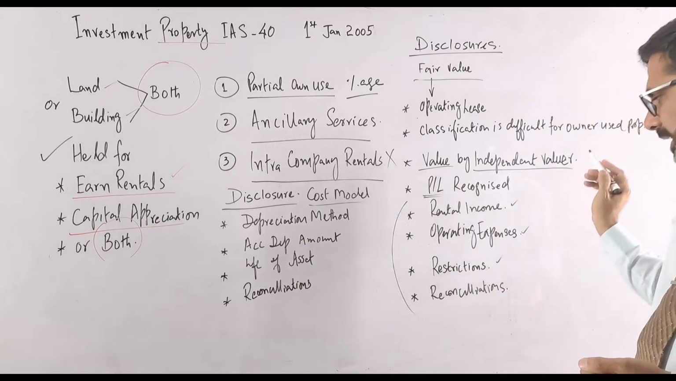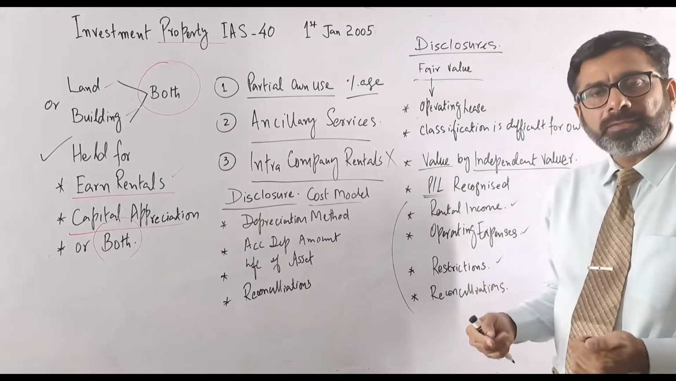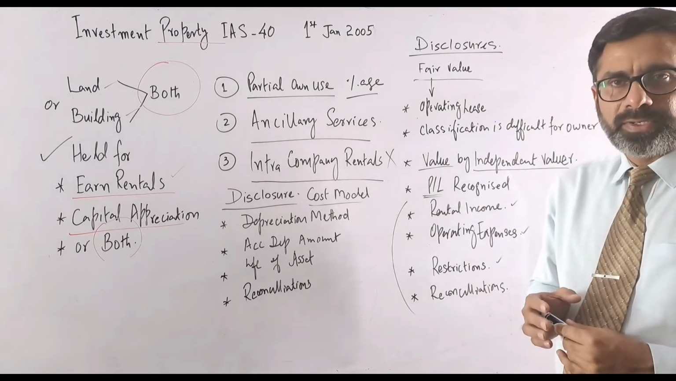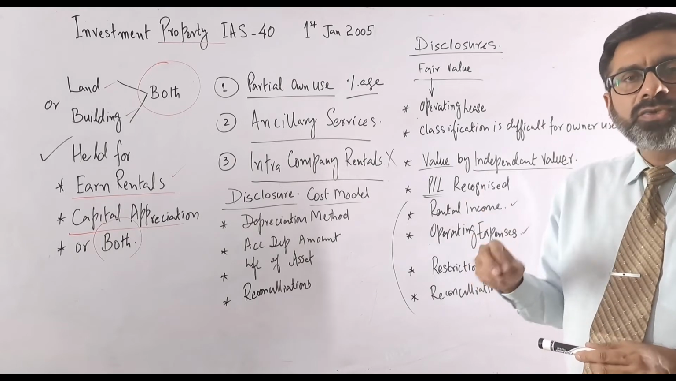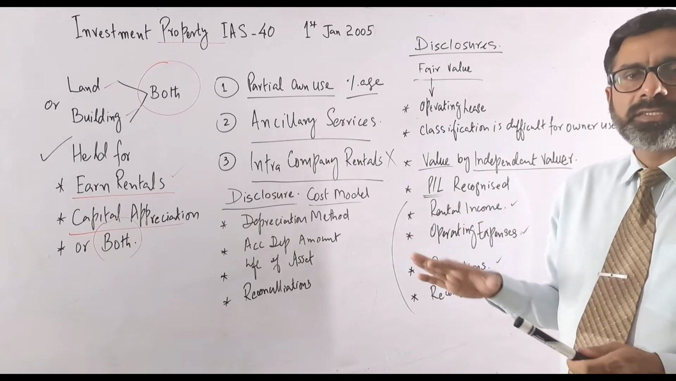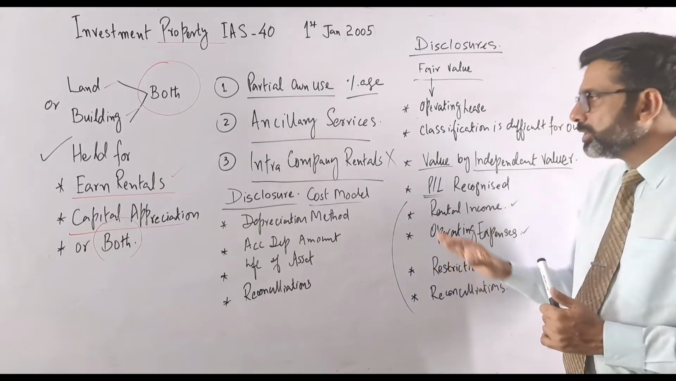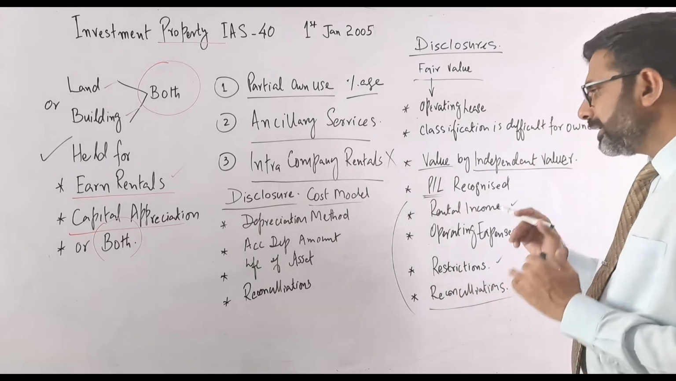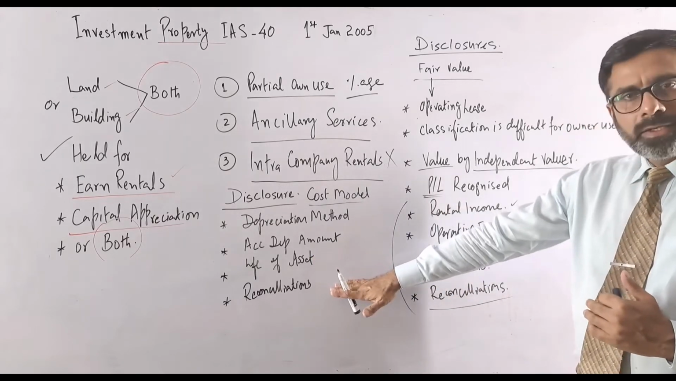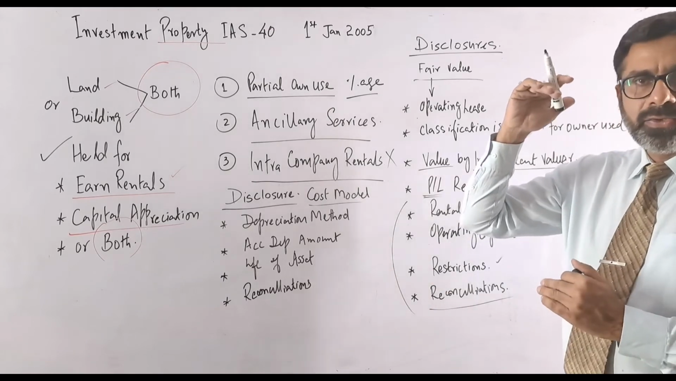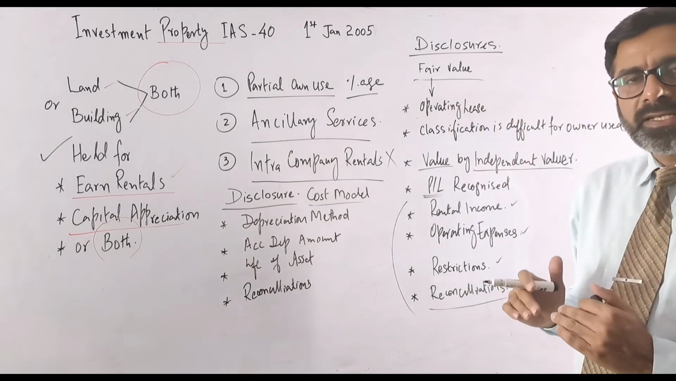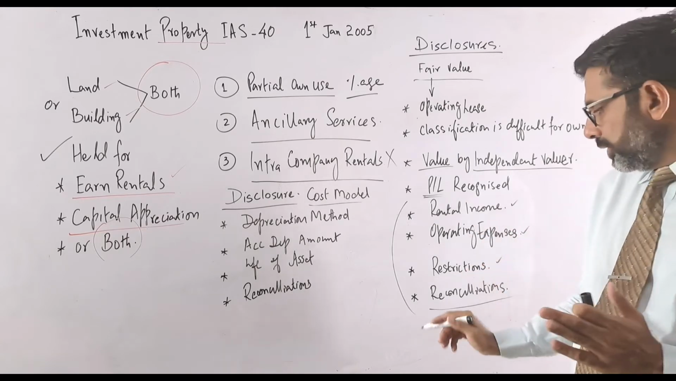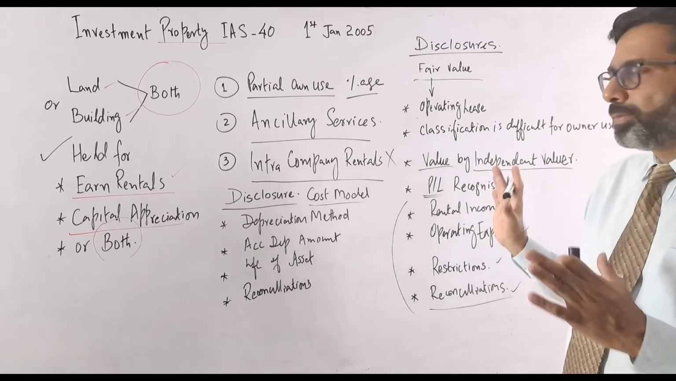And again, a very important thing: is there any restriction? Restriction means there is a possibility that you have mortgaged that property and there is a restriction to sell it or to use it, or any other restriction. If there's any restriction, it should be disclosed. And also in the fair value method, the reconciliations like in the cost method: how much was the value at the start of the year, how much at the end of the year, and whether there is any change during this year. So the reconciliations should be mentioned.